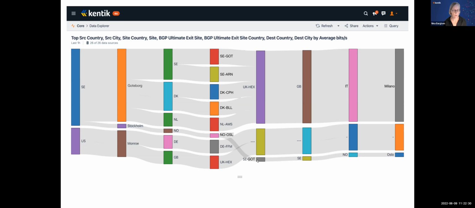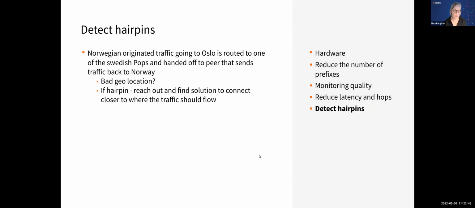You're sort of going Sweden's addresses in Norway, back to Sweden, and then back to Norway. So here's some traffic flow that we should look a little bit more carefully at. Maybe check the geolocation of the prefixes. And if we can see it is a hairpin, reach out to the peer and say, can we find a better solution? So this is for me, it is part of the regular optimizations or monitoring that you should do of your traffic.